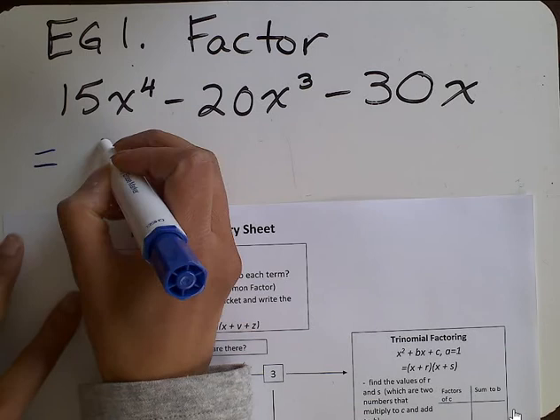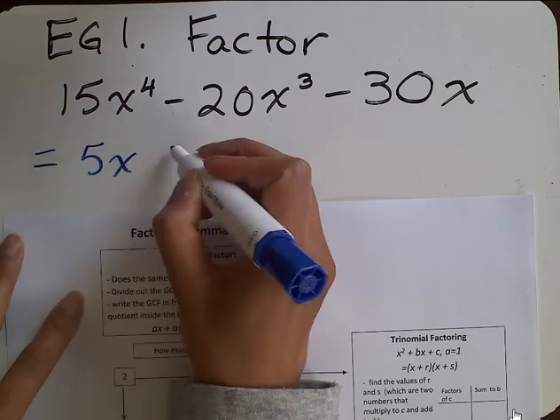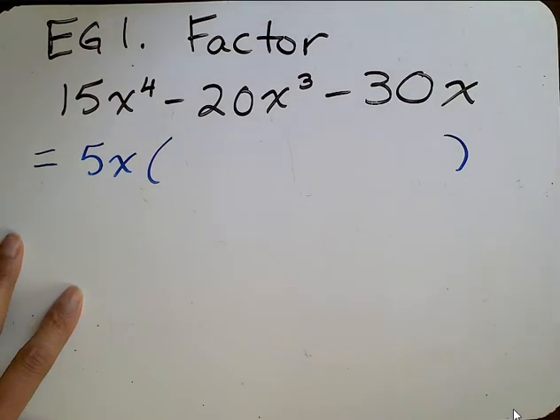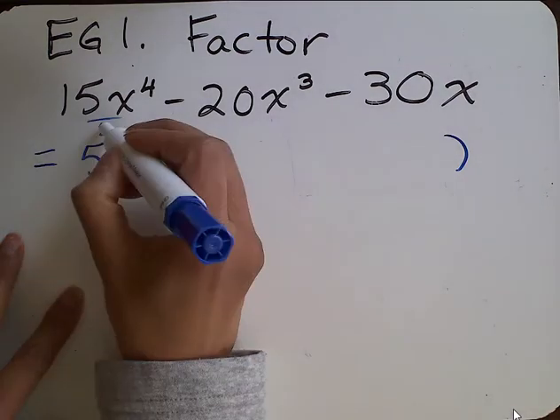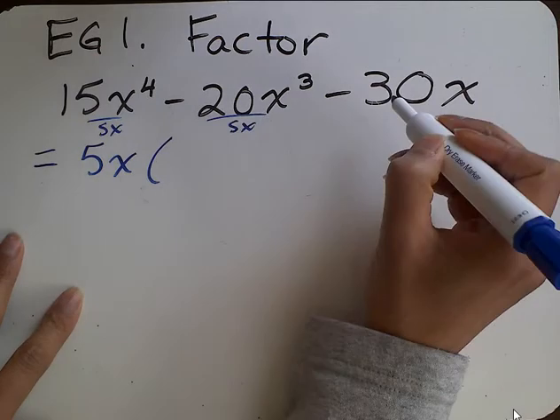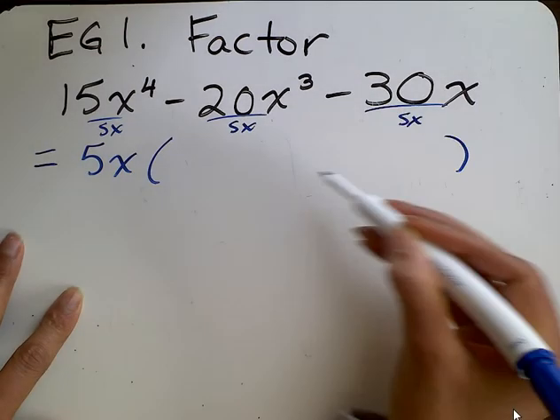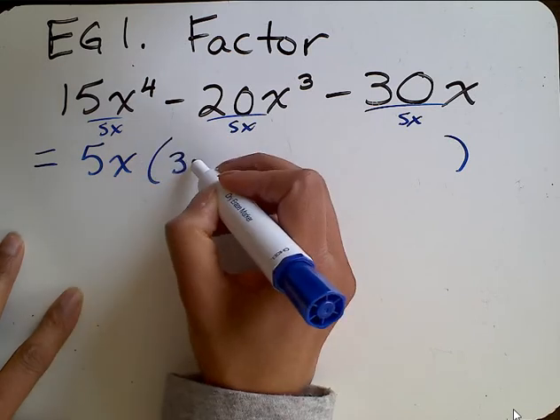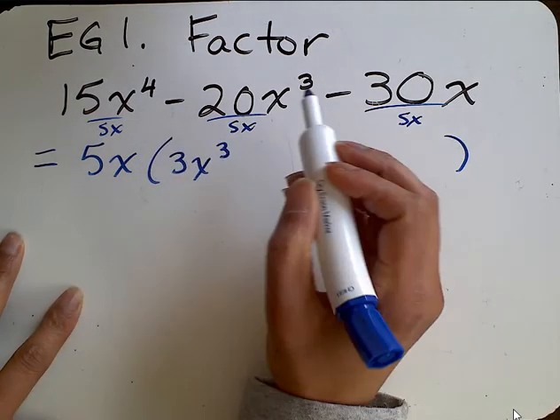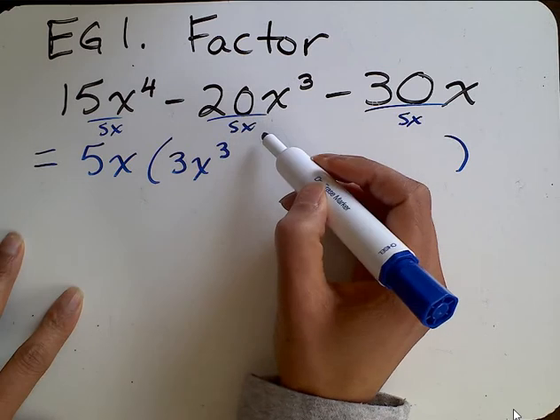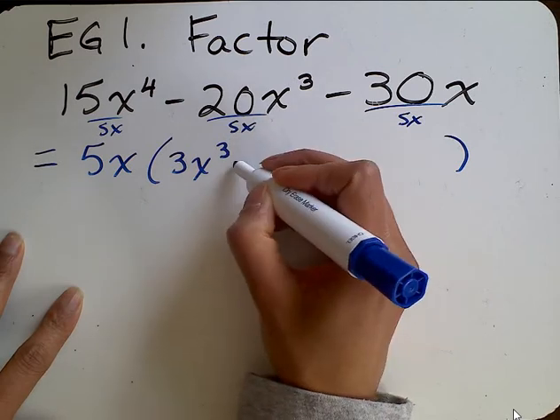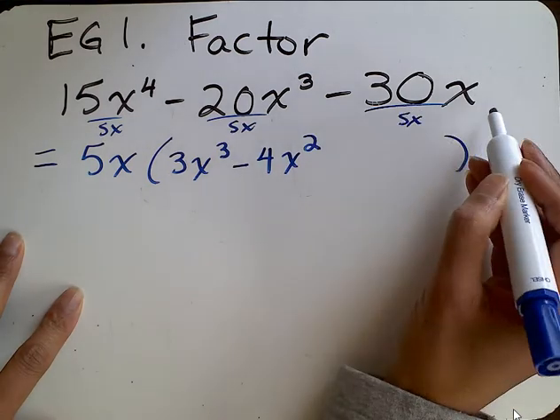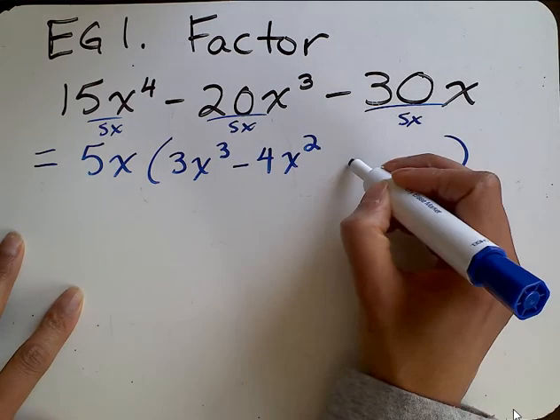So I'm going to factor out that 5x. And then I'm going to divide each of the terms by the 5x to figure out what goes in the brackets. So 15x to the fourth divided by 5x would be 3x cubed. Negative 20x cubed divided by 5x is negative 4x squared. And then negative 30x divided by 5x gives me negative 6.